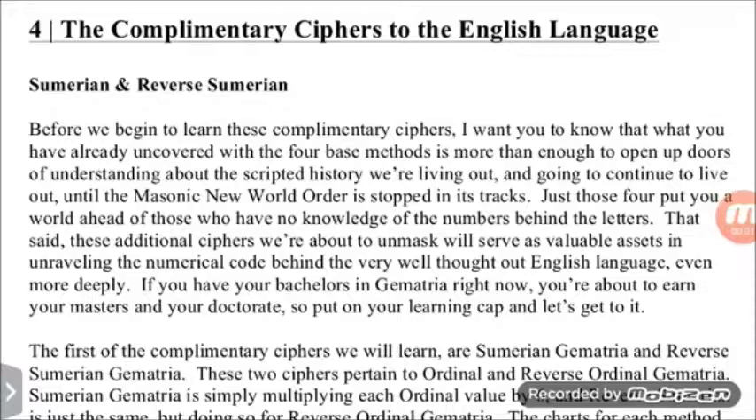Chapter 4. The Complementary Ciphers to the English Language. Sumerian and Reverse Sumerian. Before we begin to learn these complementary ciphers, I want you to know what you have already uncovered with the 4 base methods is more than enough to open doors of understanding about the scripted history we're living out, and going to continue to live out until the Masonic New World Order is stopped in its tracks. Just those 4 put you a world ahead of those who have no knowledge of the numbers behind the letters.